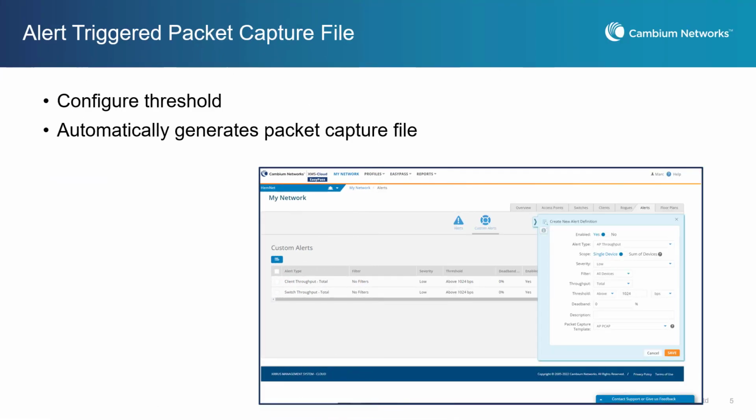XMS Cloud allows you to configure thresholds on a custom AP throughput alert that, when met, will trigger the creation of a packet capture file. This packet capture file can be used for analysis to help determine why the threshold was reached. You can also configure thresholds for station counts per AP and DHCP failures.